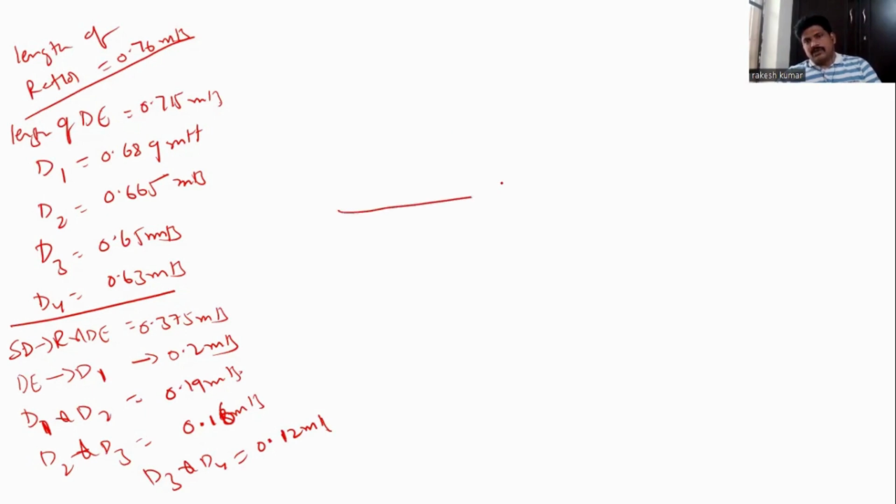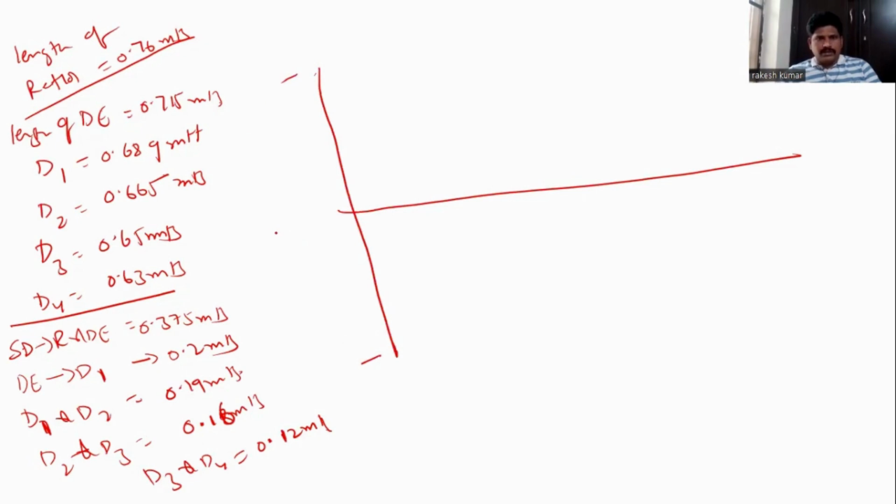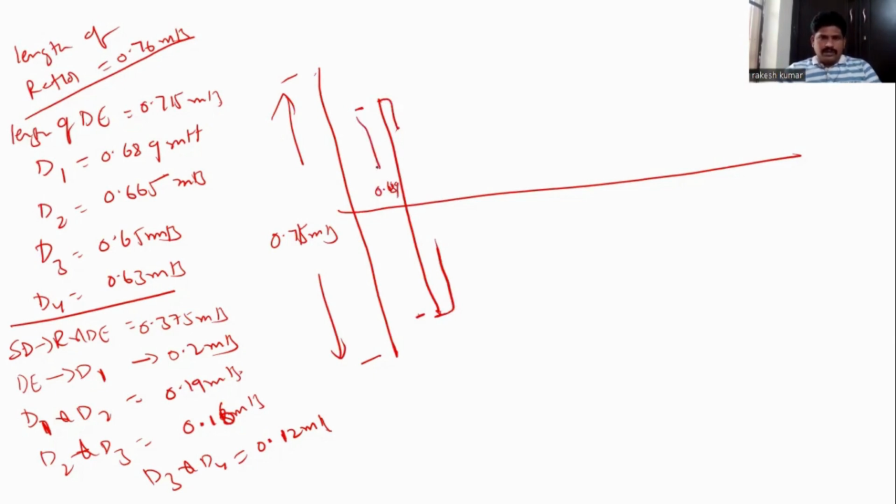So we want to draw the diagram. So this is my reflector. So what is the reflector height? The reflector height is 0.76 meters. So this is my reflector. Next, the driven element. This is your driven element. So the height of this driven element is 0.715.